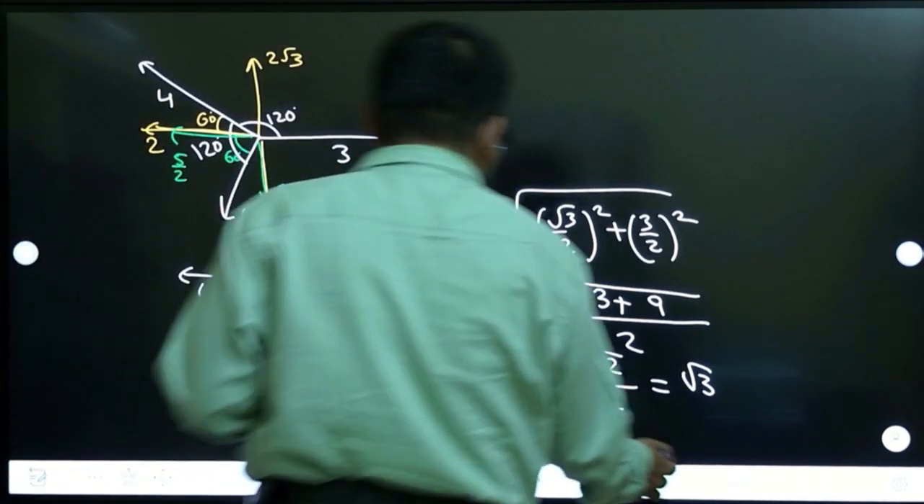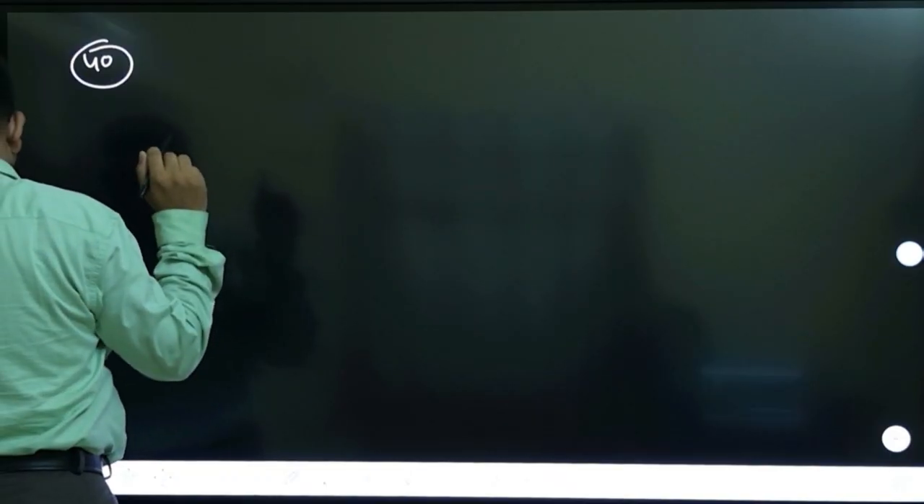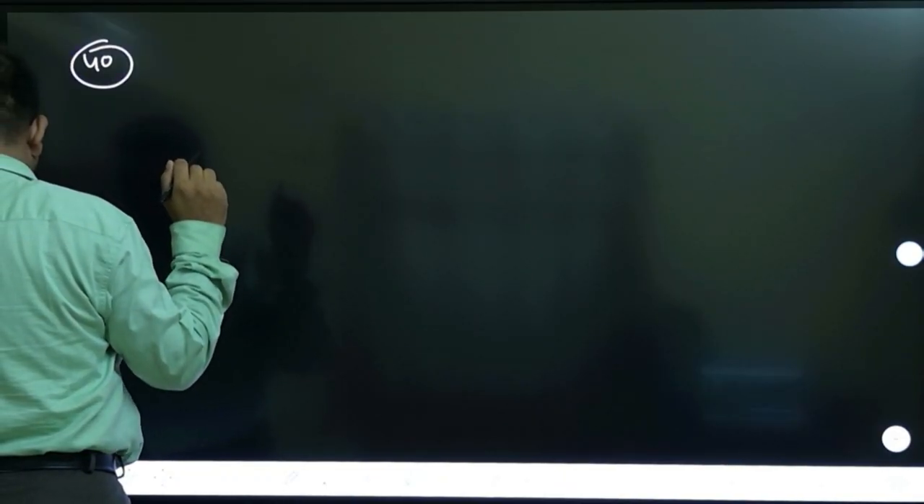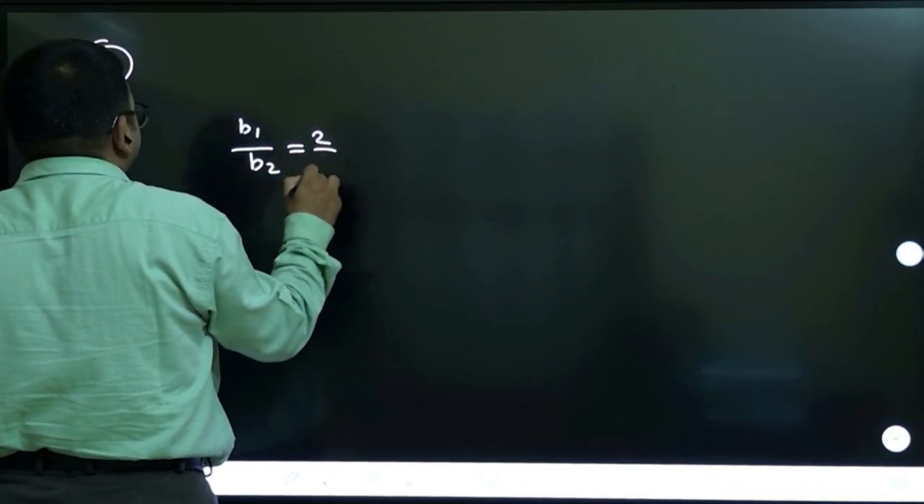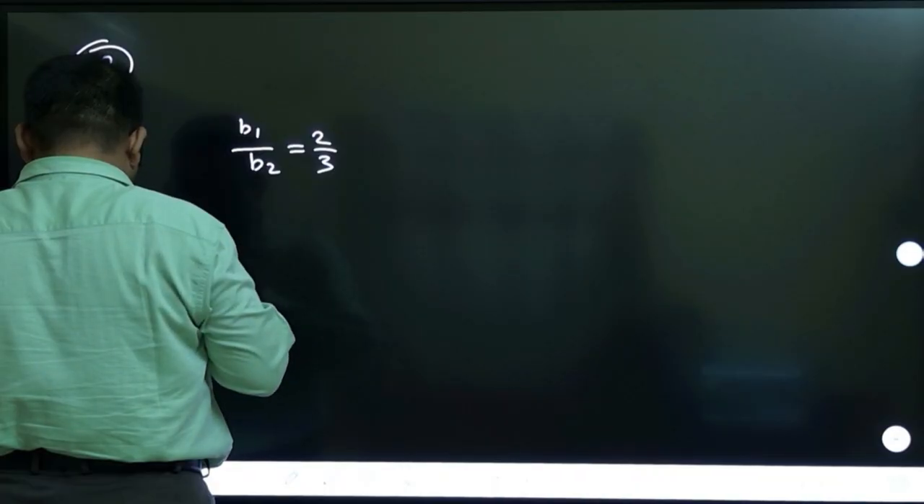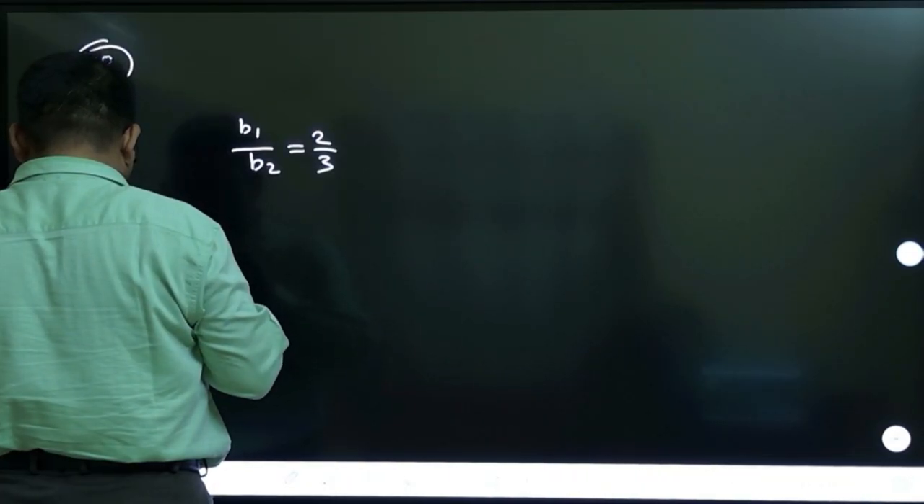Question number 40. Two Young's slits, in Young's double slit experiment, have width ratio 2:3. Then the ratio of maximum to minimum intensity in the interference pattern is. Suppose one slit's width is B1, another is B2. This ratio is 2 by 3. Then the ratio of maximum to minimum intensity is.